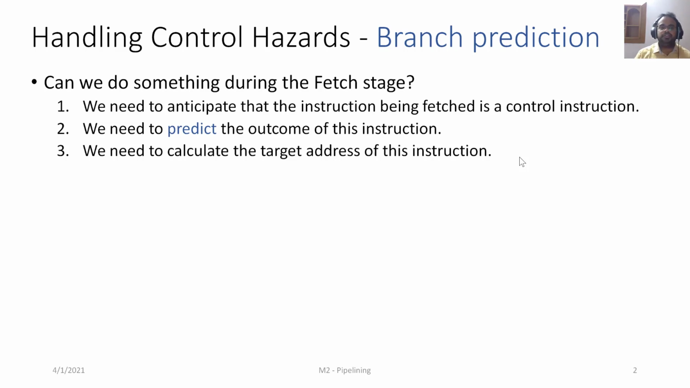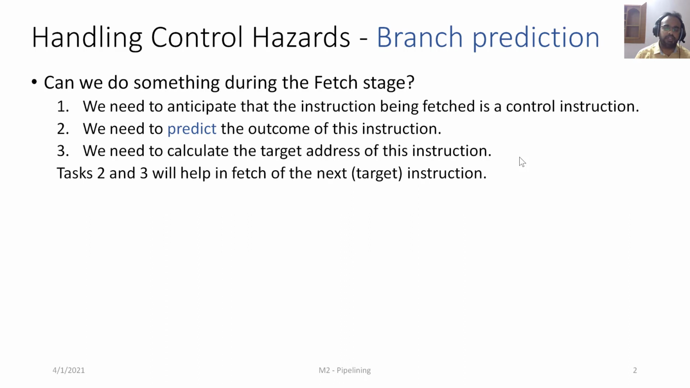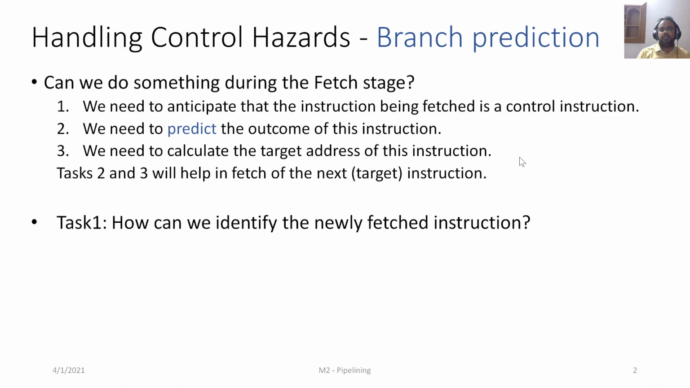Okay, now let's try to answer each of these questions one by one. If we are able to answer all the three, we will know what instruction to fetch next. If we are able to do that correctly, then we will not have any branch penalty. So let's start with task 1 and task 3 first. We'll come to task 2 in the next class. The task 1 is, how do we identify that the newly fetched instruction is a control instruction? All we have is the PC, like I said.